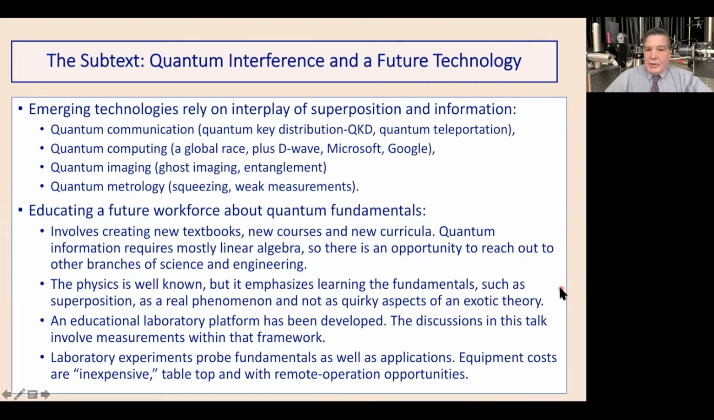But what is important is that we need to learn the fundamentals of quantum physics. Even though the physics is well known, the fundamentals perhaps are not so well known, or at least we need to emphasize them. And superposition is a really important one. And I point out, it is a real phenomenon. It's not something quirky about the theory. And quantum information relies on that.